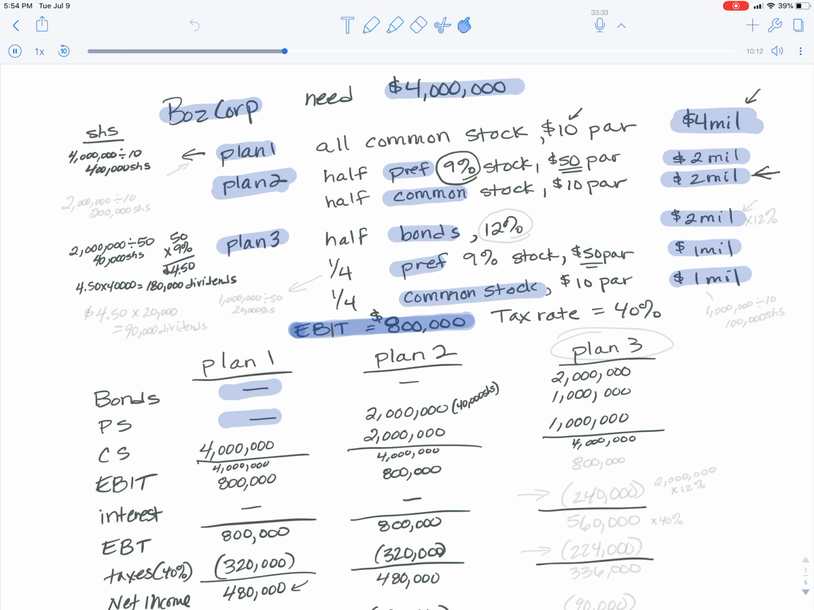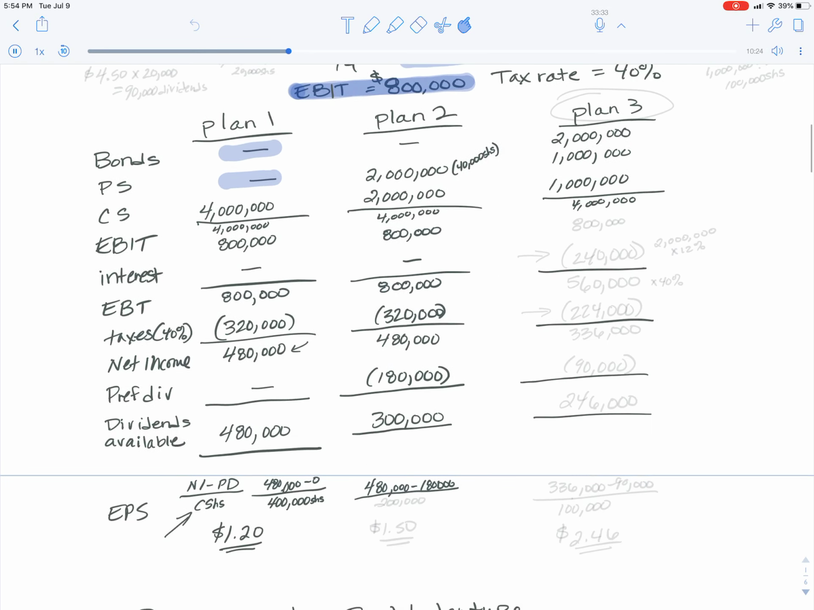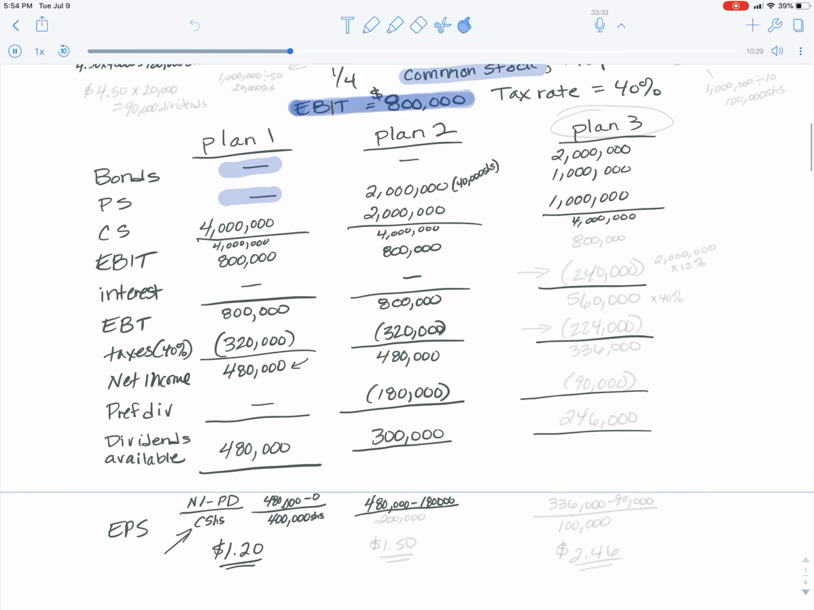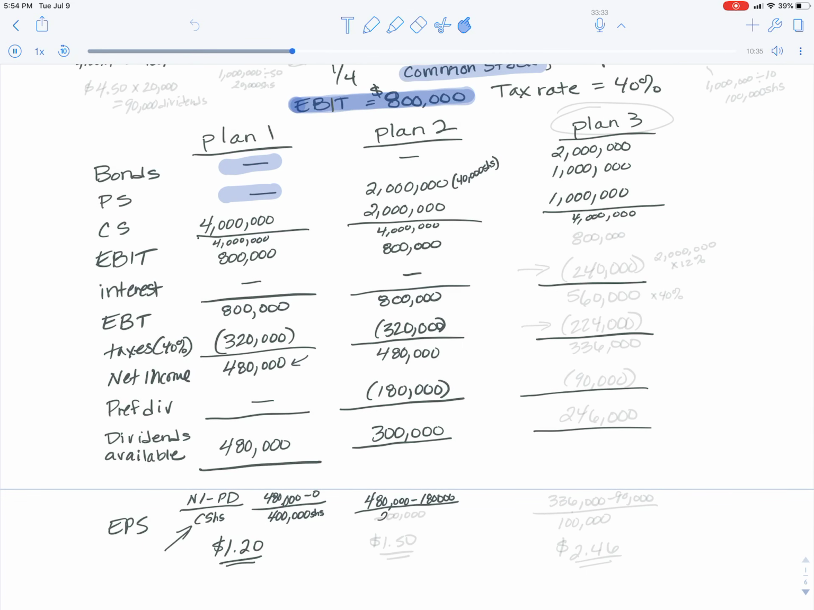And in this scenario, we have 2 million of common that we need to get divided by $10 par. That's 200,000 shares. So half as much as the first plan, because in the first plan we got all 4 million from common stock. So that would have been 400,000 shares. Second scenario, we're getting half of that. So that makes sense. That's 200,000 shares at the bottom here on the denominator. And so that earnings per share works out to be $1.50. So a little bit better than Plan 1 because we want our earnings per share to be the absolute highest that it can be. So let's work Plan 3.